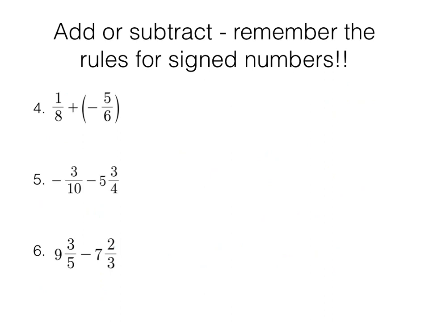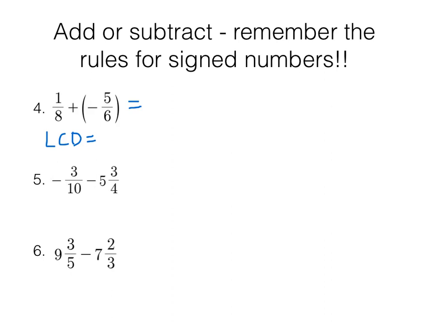1/8, and negative 5/6. So again, we need a least common denominator. And I'm also going to think about what I've got here. I'm adding a much larger negative. So this is positive, and this is a negative, and it has a bigger magnitude. It has a bigger absolute value, which we talked about in class.